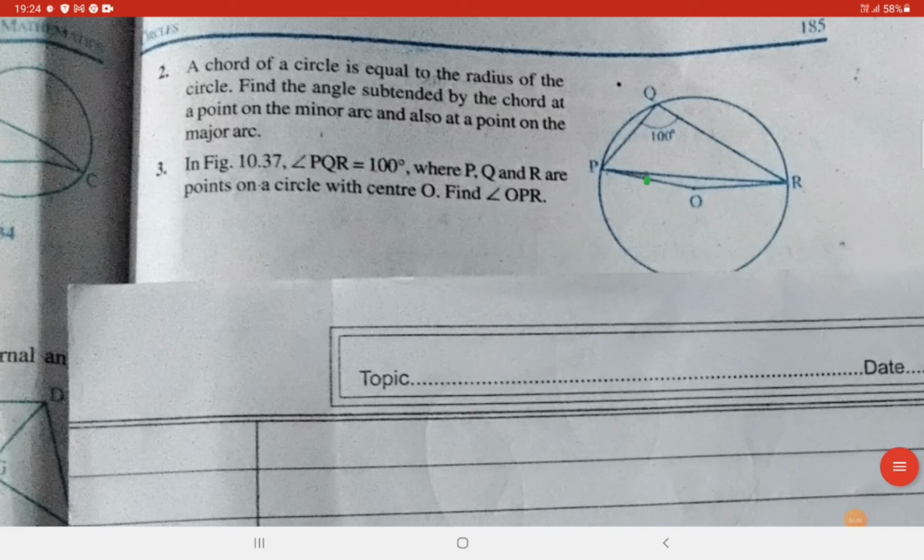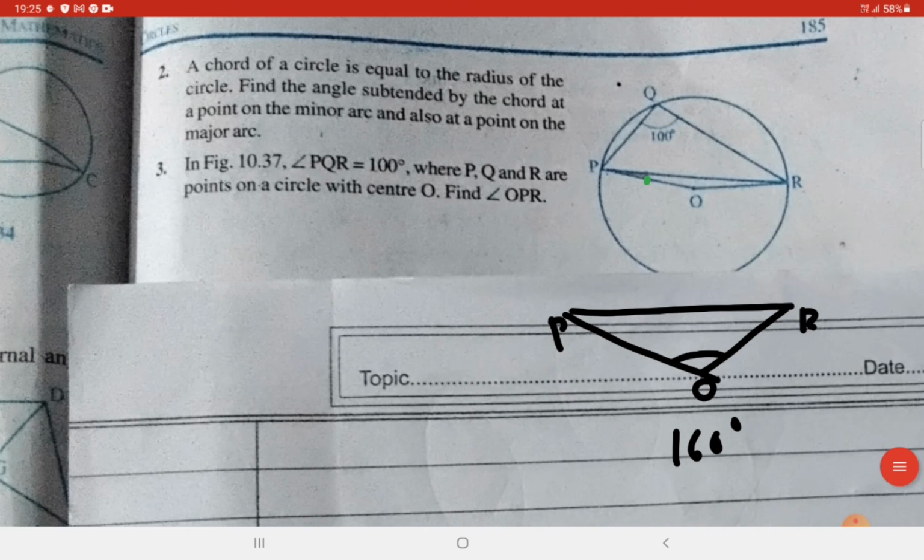So in triangle POR, angle O is 160 degree. Now OP and OR are the radii. So triangle POR is isosceles, in which equal sides are OP and OR. Then the angles opposite to equal sides are equal. That means angle P is equal to angle R.